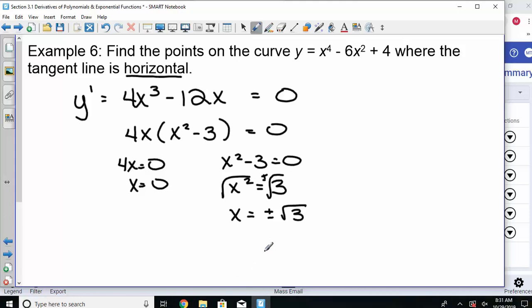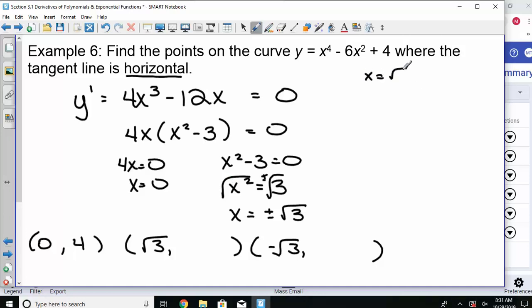If I ask for the points, as in ordered pairs, could you give those to me now? We know there are 3 of them. There's one when x is 0, one when x is radical 3, and one when x is negative radical 3. If I wanted the y values, where would I have to plug those in? To the original. If you put in a 0, what do you get out? 0 minus 0 plus 4, so 4.